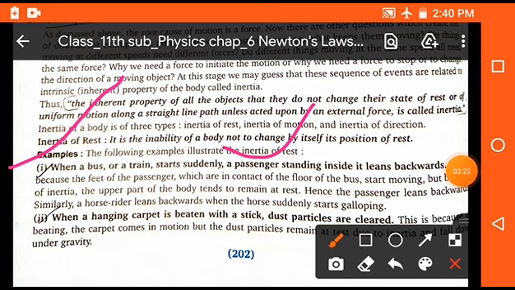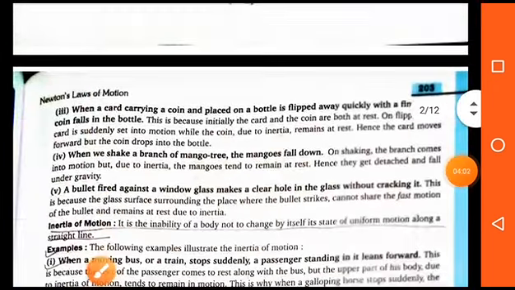This is an example of inertia of rest, because the passenger's legs are in a straight position and the bus is also in a straight position, but when it suddenly moves, the upper body wants to remain at rest. That's why it leans backward. The second one is when a hanging carpet is beaten with a stick, dust particles come out. These are examples of inertia of rest.